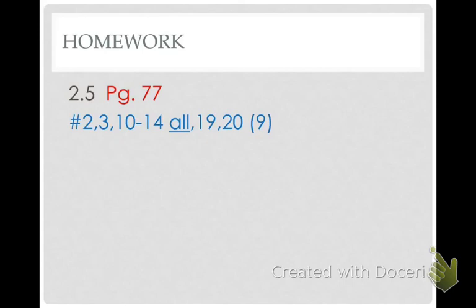The homework for 2.5 is on page 77. How many problems are there? 9. There are 9 problems. Now here's the deal. This is not due until Friday, but you are allowed to start it tonight and get finished with it earlier. Okay, so this is the homework for 2.5.